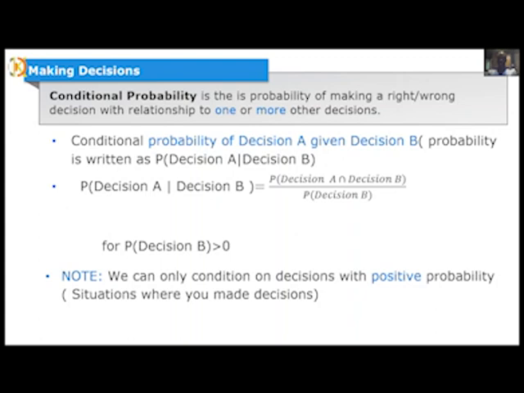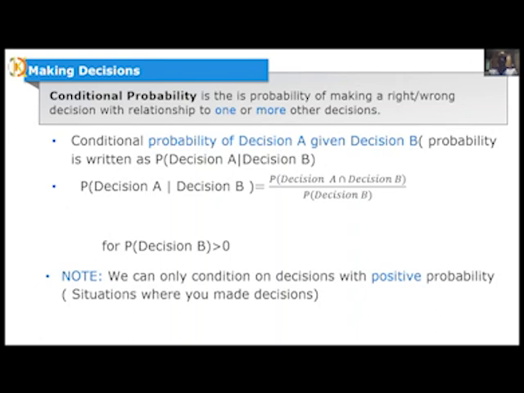So basically the condition is there has to be another decision, or likelihood of you making a decision based on another decision that you made previously. Conditional probability of making decision A given that you've made decision B is written as probability of making decision A given decision B. For probability of decision B greater than 0, that means decision B has been made.